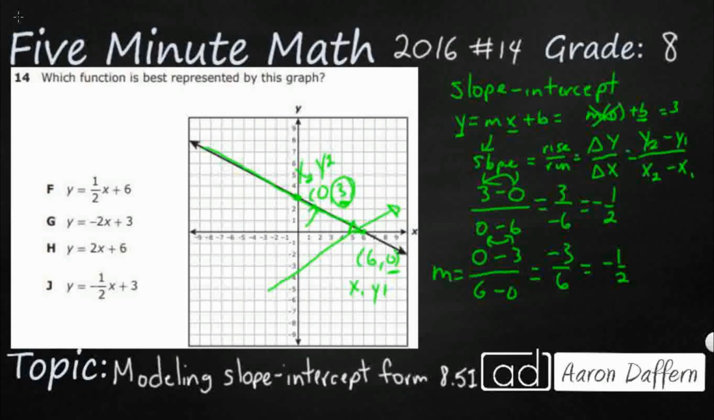So let's put those two together. I need y equals my slope, negative 1/2, x, and then my b is, if x is 0, then my y-intercept, positive 3. And there we go. That is the answer. Y equals negative 1/2 x plus 3.